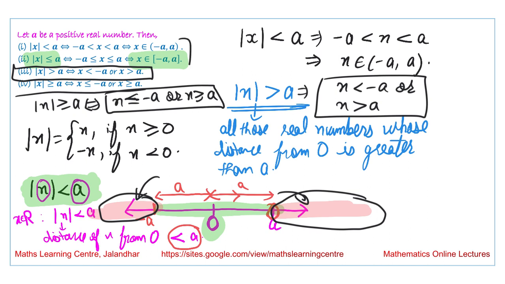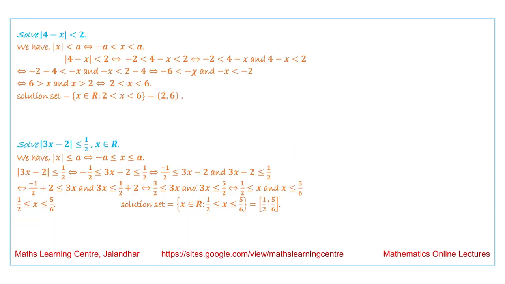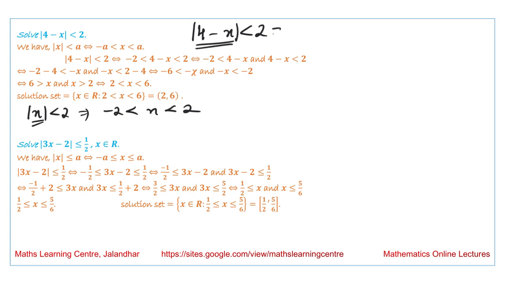So these are some basic formulas when the modulus function is there. So the first problem based upon this is we are talking about mod of 4 minus x is less than 2. The formula we have is mod of x is less than 2. This implies minus 2 is less than x is less than 2. In place of x now we are having 4 minus x. So this implies that minus 2 is less than 4 minus x is less than 2.